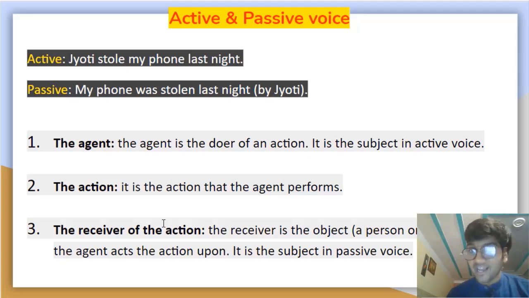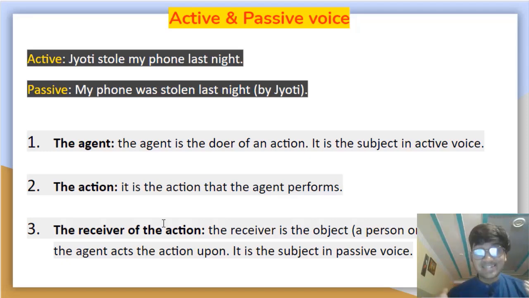Now, the receiver of the action is the person or the thing that the action is acted upon. The receiver of the action, which is an object, is the subject in passive voice. Why so? Because it is the thing we want to talk about. It is the thing we are focusing on in passive voice. All right. So now you know what is active voice, what is passive voice. Active voice, when you want to focus on the doer of the action. Passive voice, when you do not want to focus on the doer of the action, you want to focus on the receiver of the action.